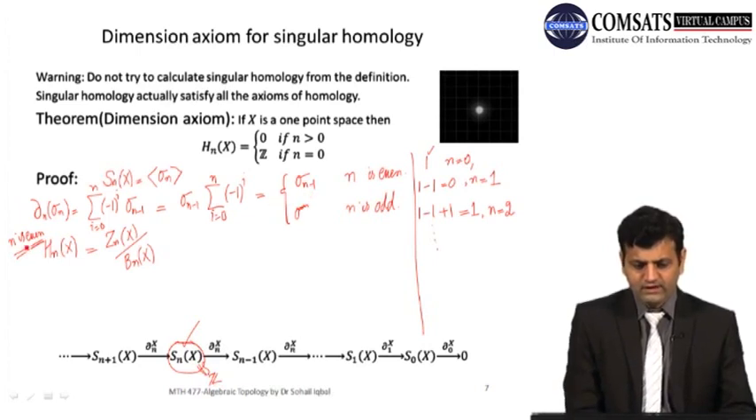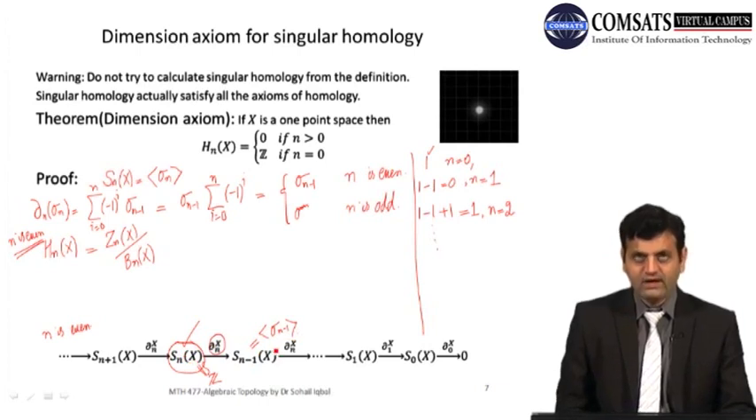In this case we have taken n to be even, so the image of this is sigma n minus 1. In other words, when n is even, this ∂_n is basically an isomorphism, because S_{n-1}(X) is generated by sigma n minus 1, and the image is sigma n minus 1. So that's why we can say that this ∂_n is an isomorphism.